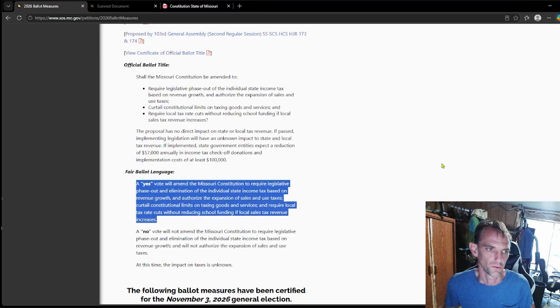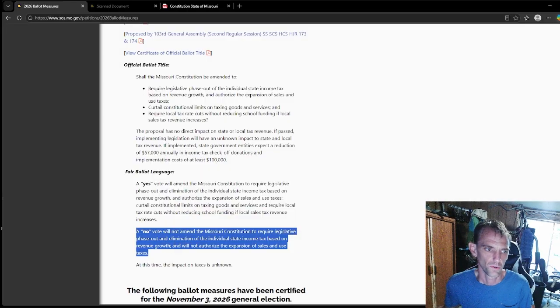A yes vote will amend the Missouri Constitution to require legislative phase-out and elimination of the individual state income tax based on revenue growth and authorize the expansion of sales and use taxes, curtail constitutional limits on taxing goods and services, and require local tax rate cuts without reducing school funding if local sales tax revenue increases.